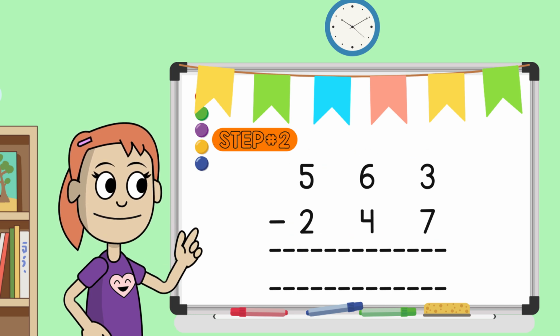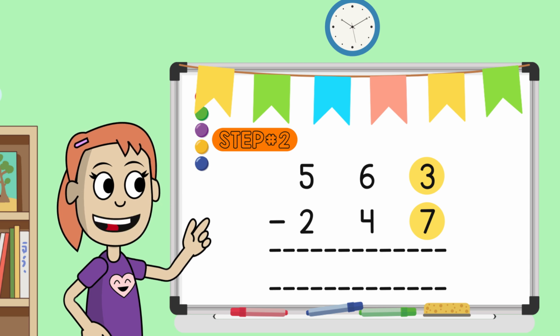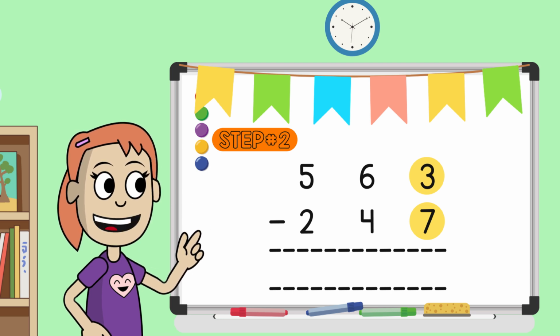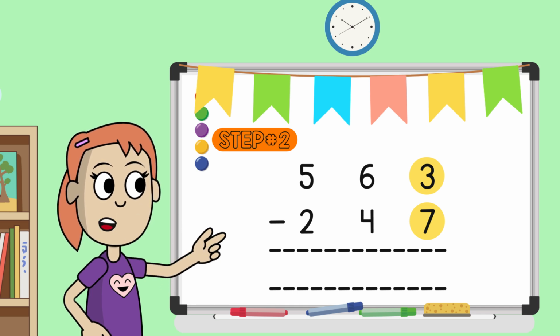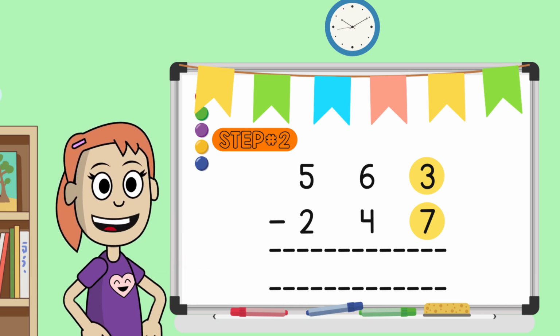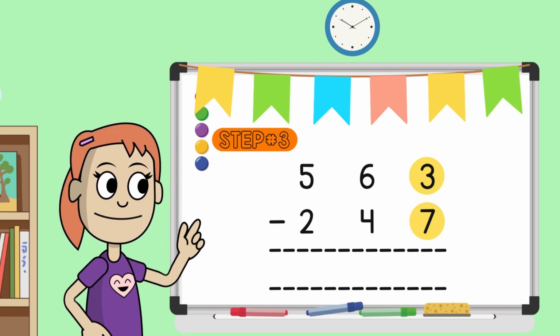Step 2. Subtract the ones. Next, we look at the ones place. Here we have 3 from 563 and 7 from 247. We need to subtract 7 from 3, but wait, 3 is smaller than 7, so we need to borrow from the tens place.